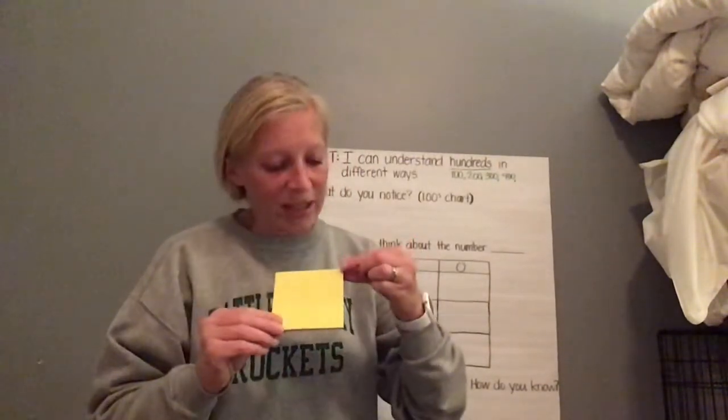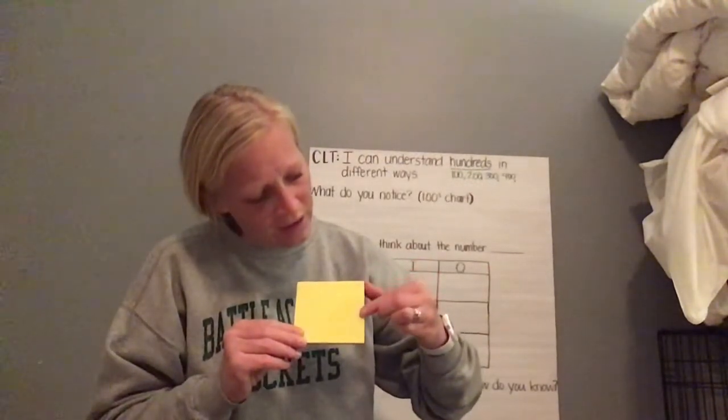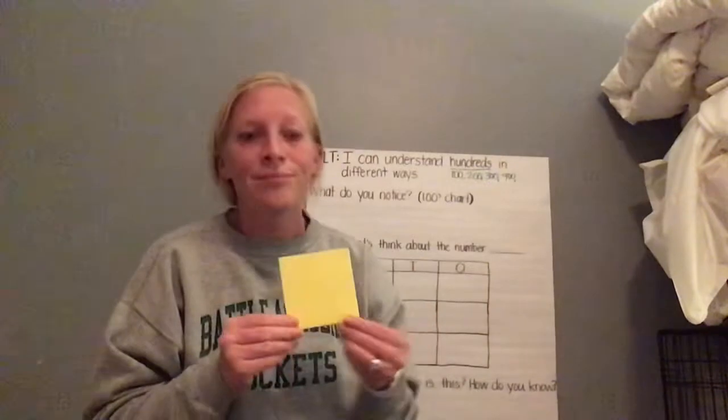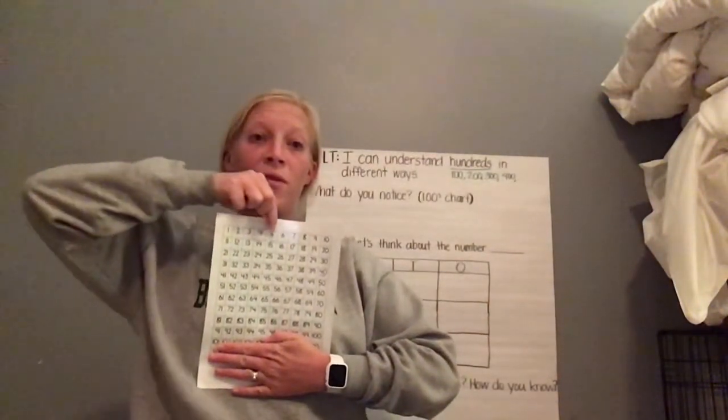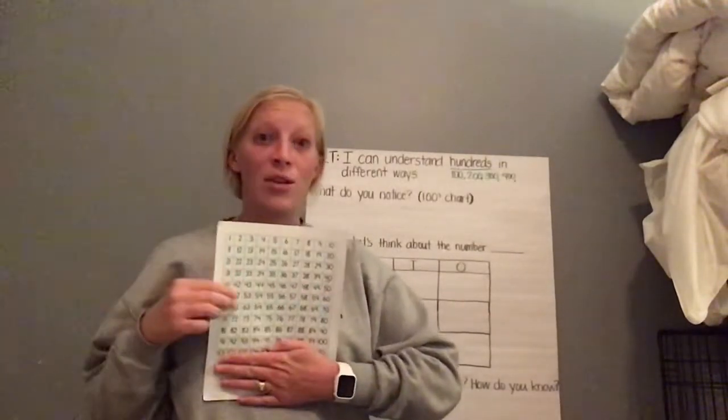And those rows, let's count how many rows we have. 1, 2, 3, 4, 5, 6, 7, 8, 9, 10. Just like this 100 grid. If I was to count how many I have in each row, 1, 2, 3, 4, 5, 6, 7, 8, 9, 10. And now we know we have 10 rows. So we have 10 rows of 10, which is the same thing as 100.